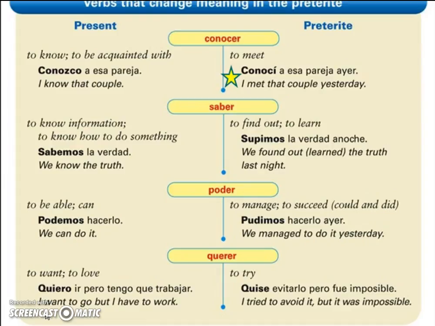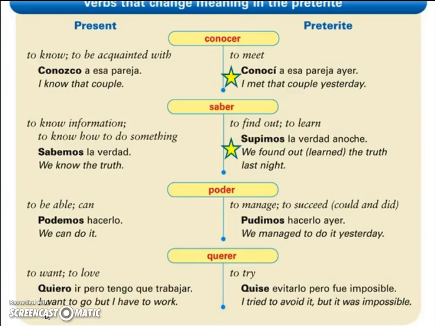Saber, in the present tense on the left-hand side, we know information. We know how to do something. However, in the preterite, it's the moment that we find out. Okay, so supimos la verdad anoche. Remember, it is irregular. There's a stem sup. So we found out the truth last night. So there's a meaning change there.